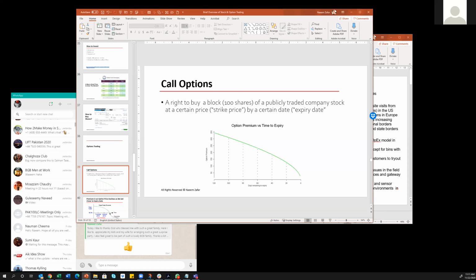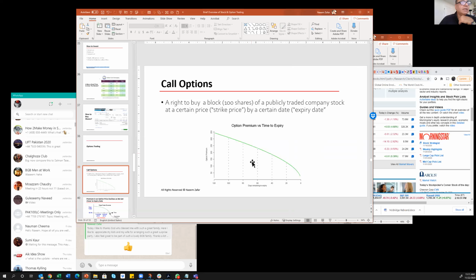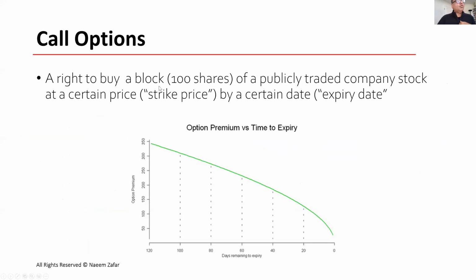You heard a lot of previous talks about options, so I'm not going to repeat what's been said, but let me just cover a couple of basic concepts. An option is a right to buy a block of shares. They come in blocks of 100. It's called a contract. A contract is a block of 100 shares of a publicly traded company stock at a certain price by a certain date. That's it. It's no more complicated than that. So you can say, I want to have a right to buy 2 contracts of Apple by January 2021, and it'll cost me X dollars.